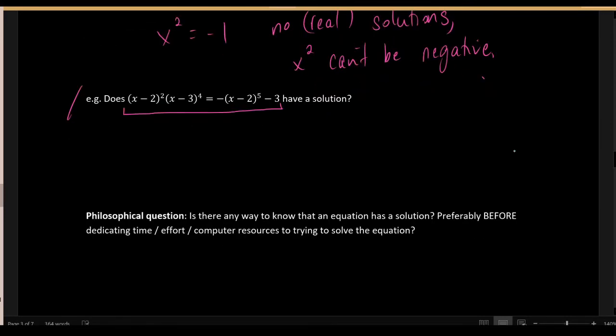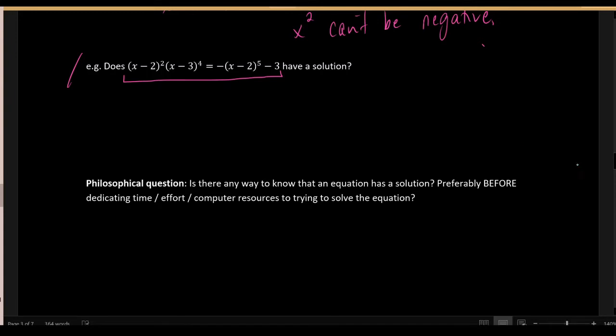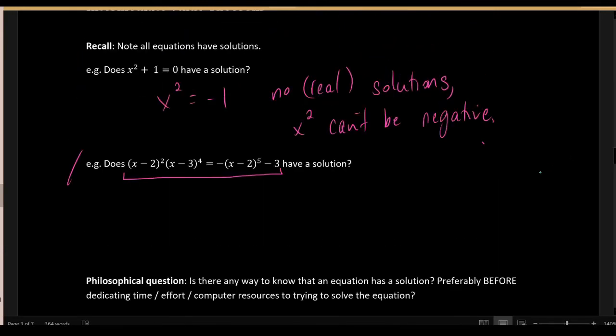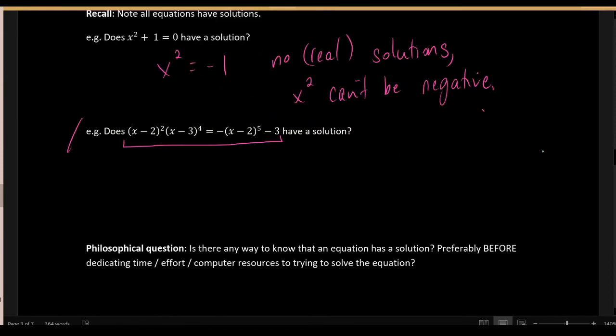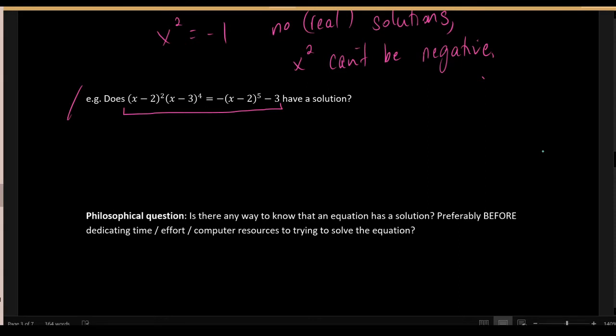So the question is, are there any computationally efficient ways to tell in advance whether or not an equation has a solution? If you try and solve this equation, is there any hope of actually finding a solution, or are you on a doomed mission? And that's what the intermediate value theorem is designed to provide. It's designed to provide you a quick, computationally efficient way to determine in advance whether a complicated equation has a solution or not.